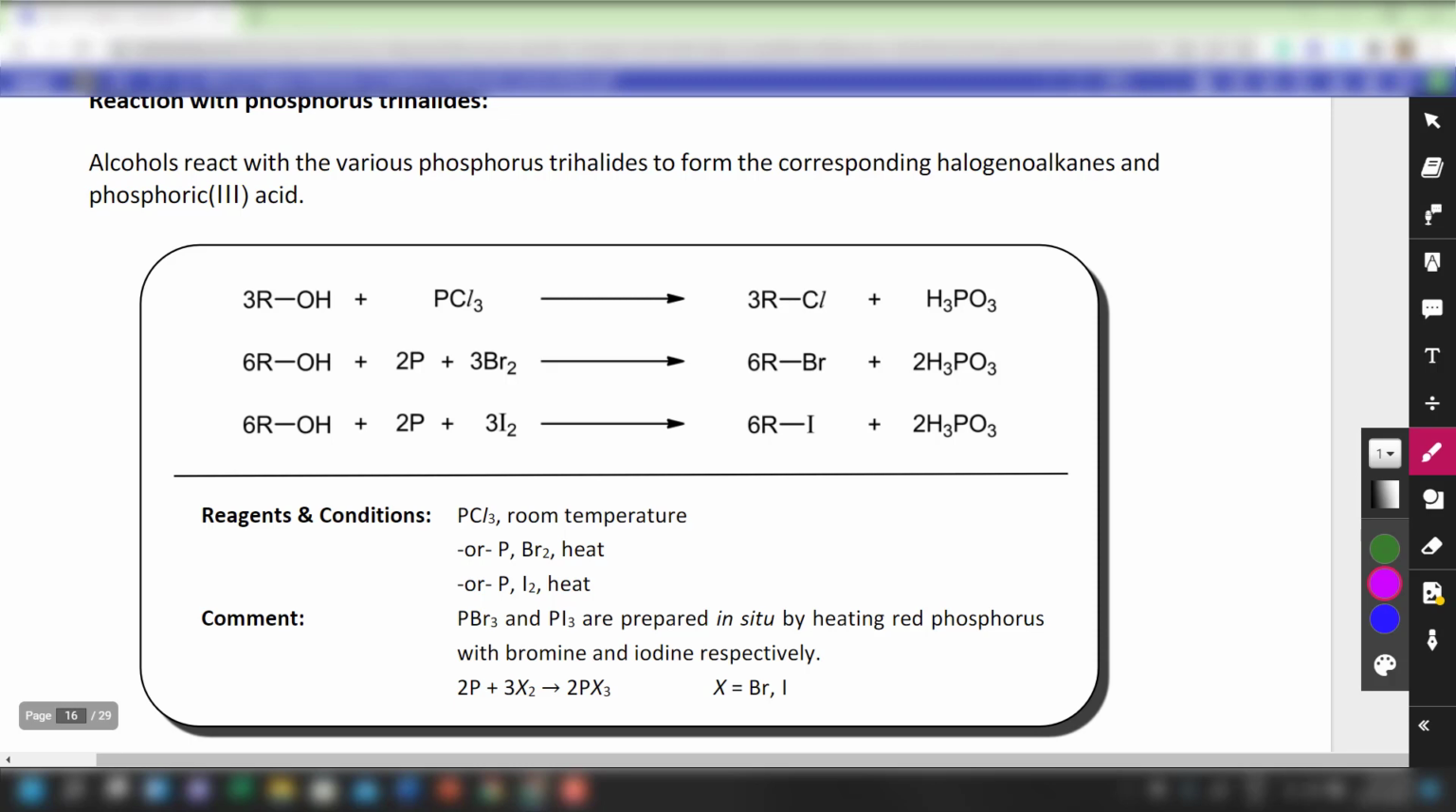So these are the three sets of conditions, or reactions, you need in order to get the corresponding OH to be substituted with the corresponding halogen. Only phosphorus trichloride can be used as is. Phosphorus tribromide is not very stable, so it has to be prepared in situ, as well as phosphorus triiodide. But PCl3 is stable enough for it to exist. So the reason why we have phosphorus and Br2 here is really to produce PBr3 in situ. Same case goes for phosphorus and iodine.